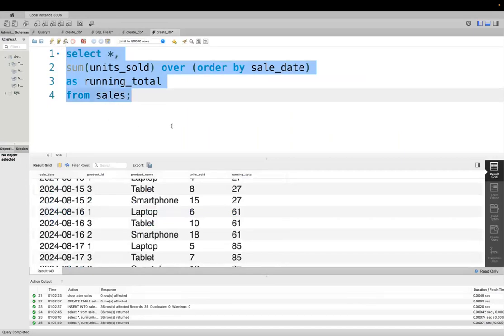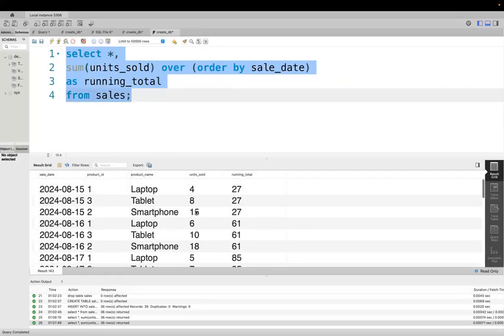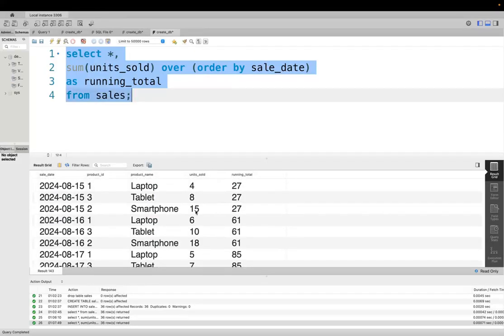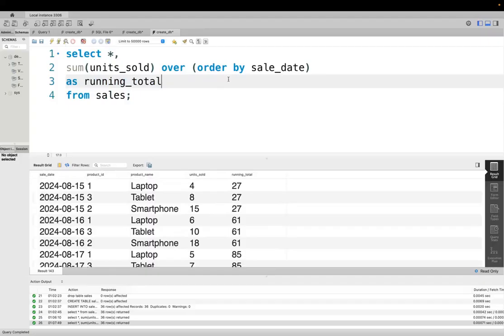Now you understand the entire table is one big partition, number one thing. So it does not have to differentiate based on your product ID. Now you see order by sale date, and there are repetitions in the sale date, because on the 15th, 4 units of laptop were sold, 8 units of tablet were sold, and 15 units of smartphone were sold.